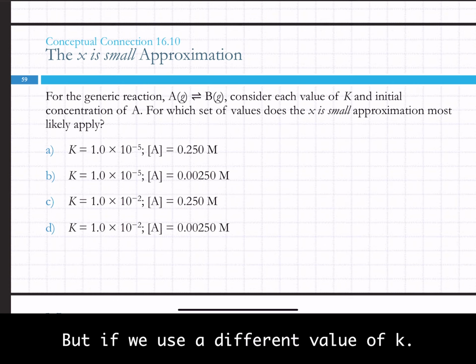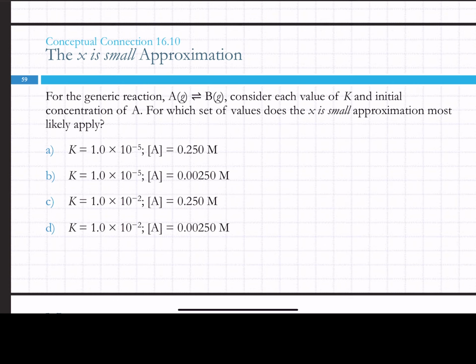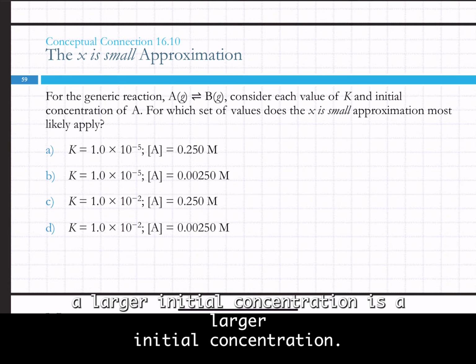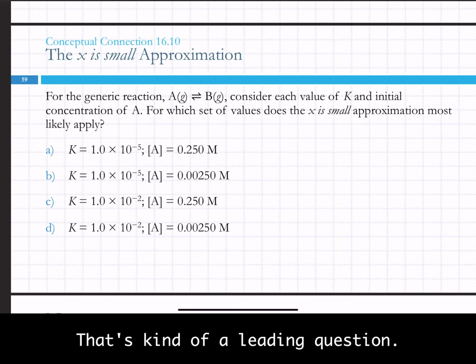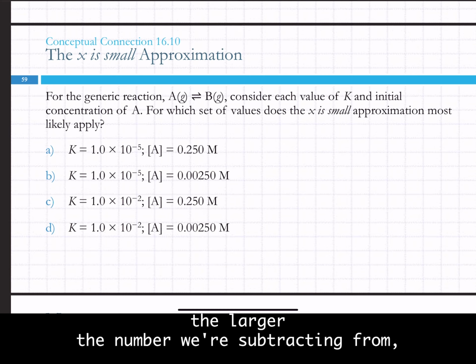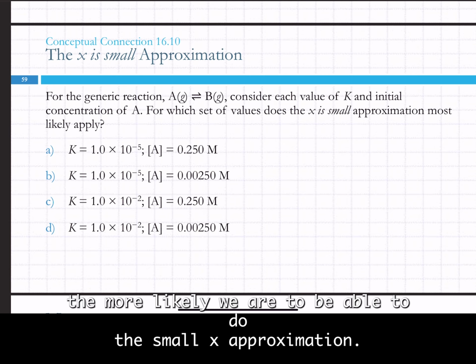But if we use a different value of K, out of these two, which one is more likely to work? Is a larger initial concentration better or more likely to work than a smaller concentration? That was kind of a leading question. Yes, the larger our initial concentration, the larger the number we're subtracting from, the more likely we are to be able to do this small x approximation.